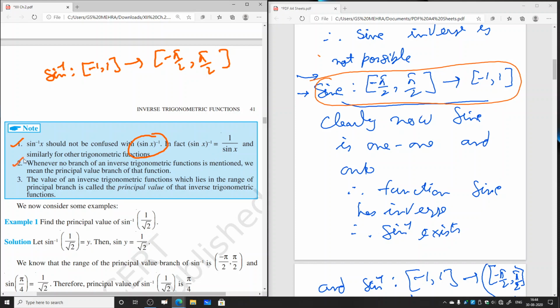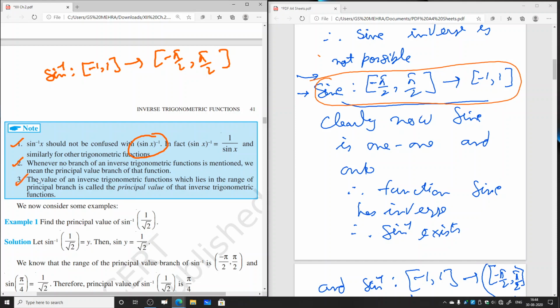Then the second point is a very important one. Whenever no branch of an inverse trigonometric function is mentioned, we mean the principal value branch of that function. So if in any inverse trigonometric problem it is not given whether it belongs to the principal value branch or not, it is to be considered from the principal value branch only, unless it is mentioned. All the inverse trigonometric questions which we will be seeing here will be based on the principal value branch only.